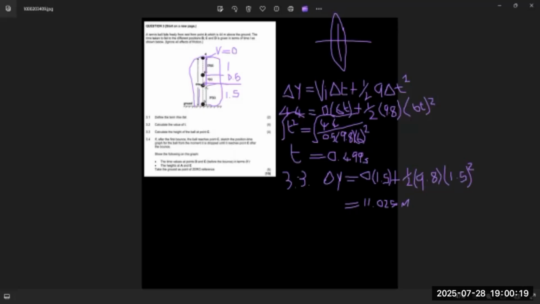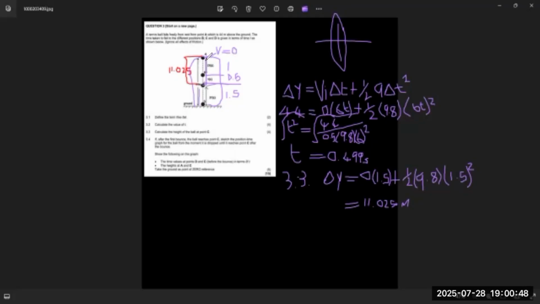So this 11.025, it's the distance from here. Let me use a different color. So from here to C, it's 11.025.